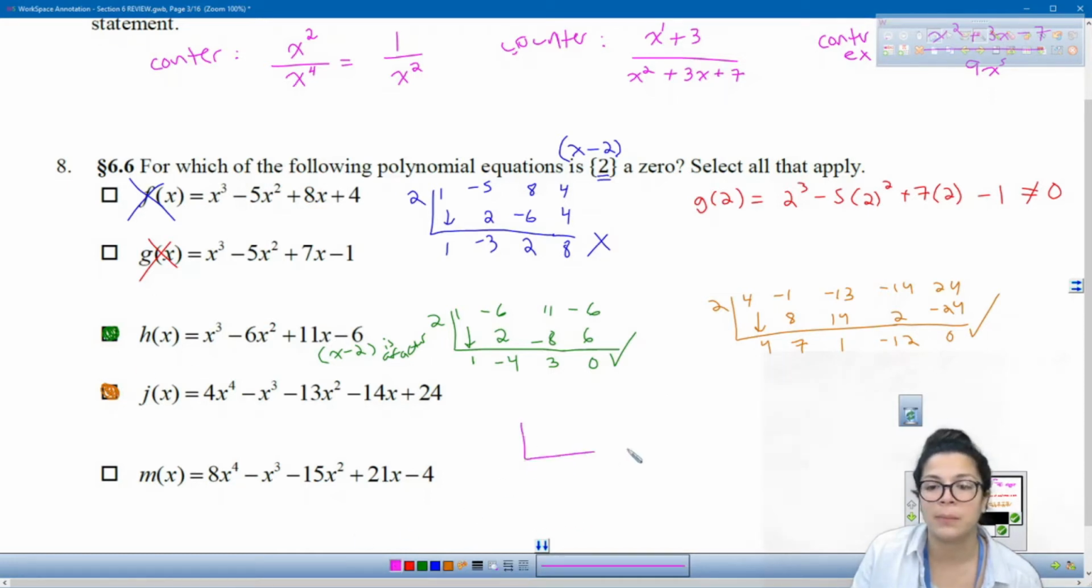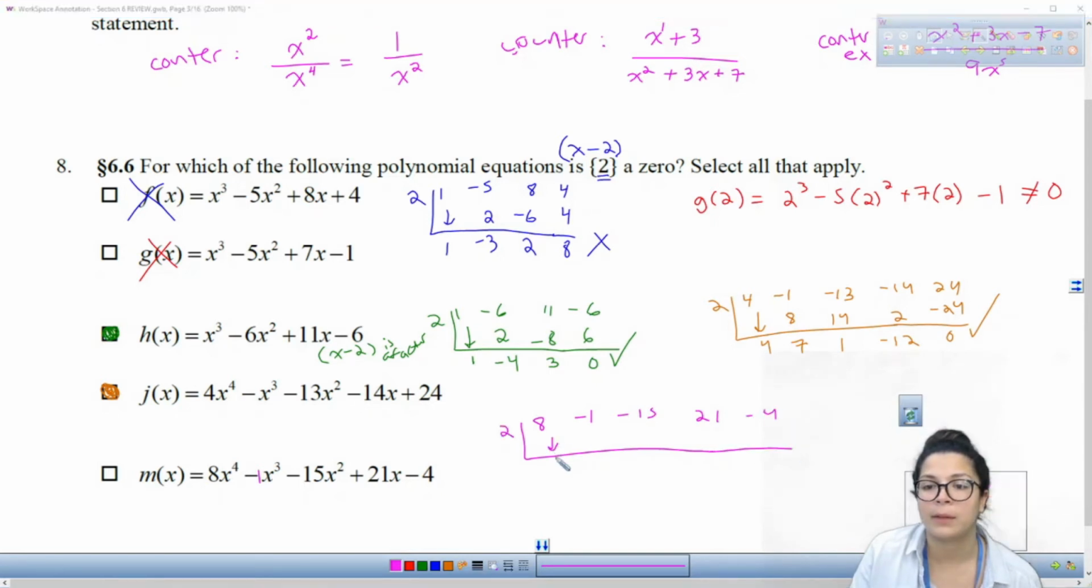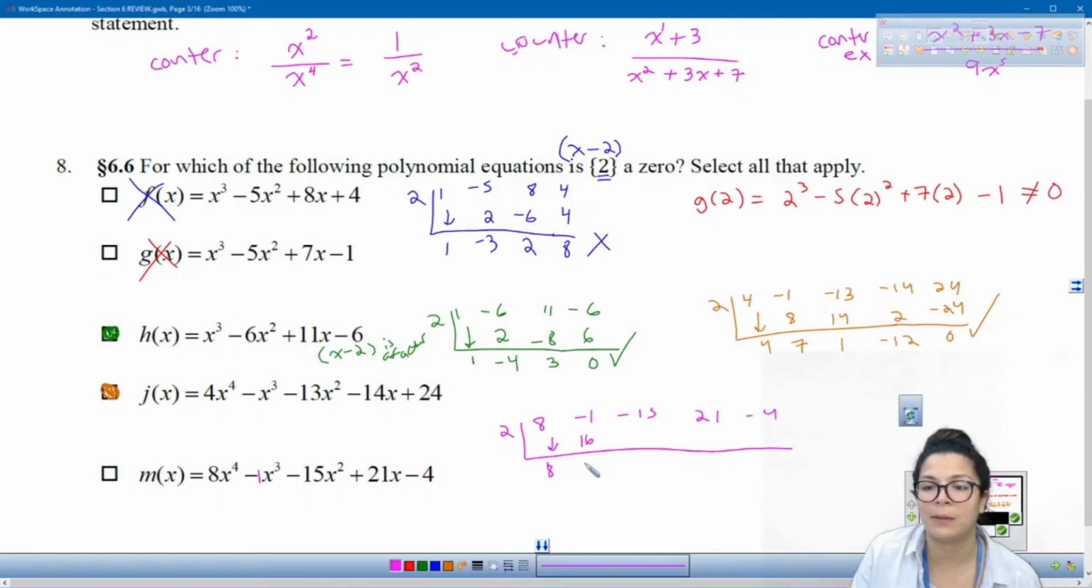And then last one, let's go ahead and check. Coefficients are 8, -1, -15, 21, and -4. Bring down the first one. 2 times 8 is 16. Add vertically, we get 15. Multiply 30. Add vertically, we get 15. Multiply 30. Add vertically, we get 51.